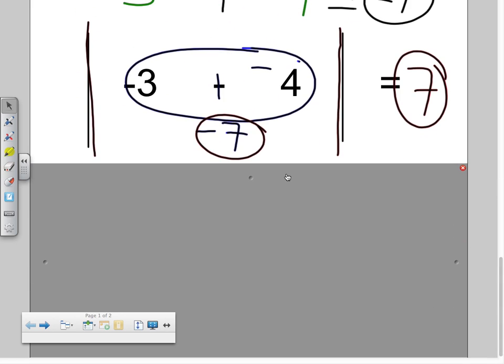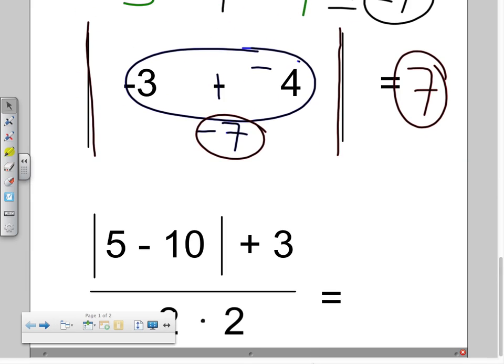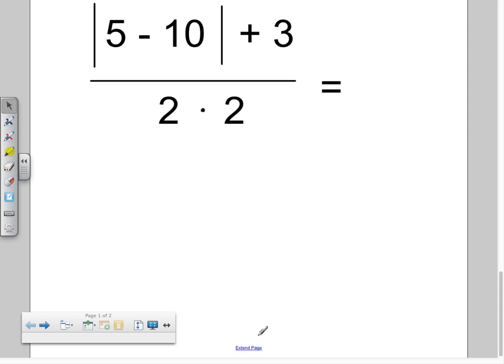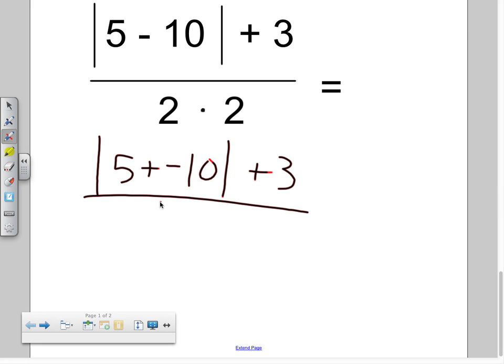Okay, I have one final question to show you, which is a little bit more difficult. It has more problems within it. Let's take a look at this one. I have the absolute value of 5 minus 10 plus 3 divided by 2 times 2. So I'm first going to handle my parentheses, or my absolute value, which is going to give me the absolute value of 5 plus negative 10 plus 3 divided by 2 times 2. 5 plus negative 10 would give me negative 5. So I here have the absolute value of negative 5, which would then give me positive 5.